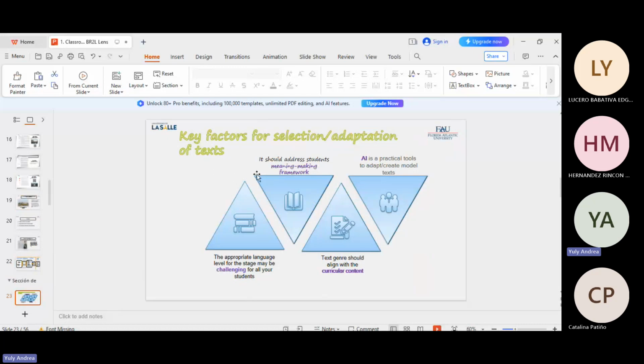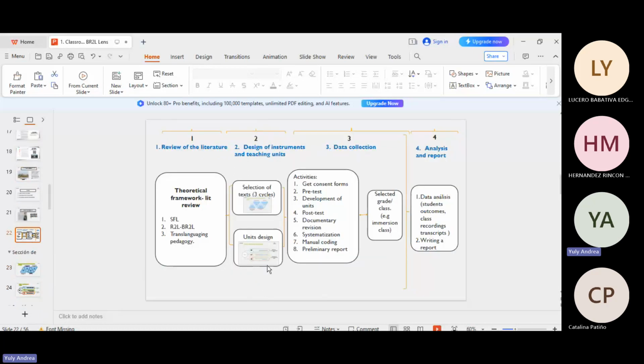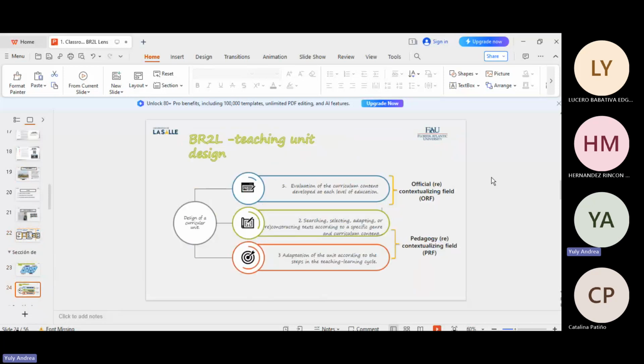What I did was just look for texts on the web, see which of them could be applicable for my classes, and then adapt them. I used artificial intelligence, and then I did some editing after that. In terms of the second phase, which is the unit design, you need to know that there is a policy framework that we need to resist, but we also need to align with.